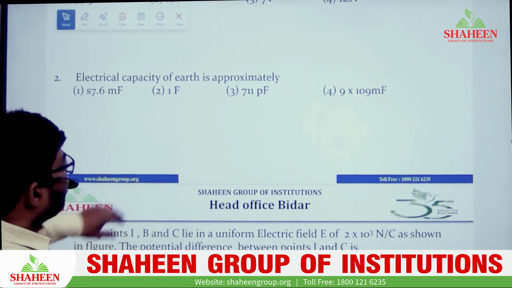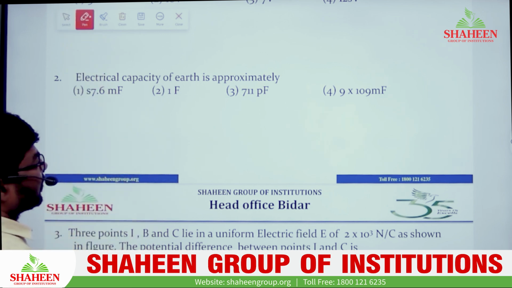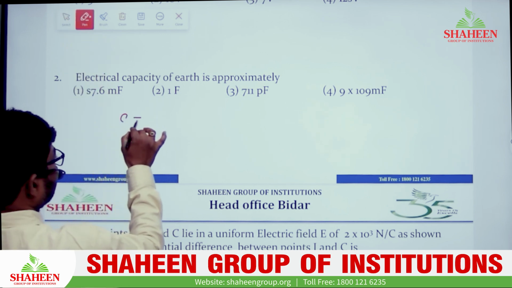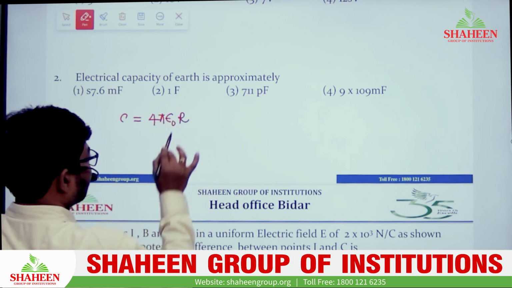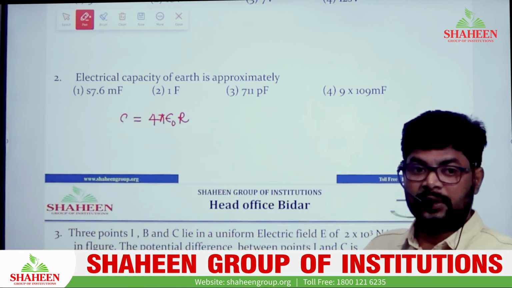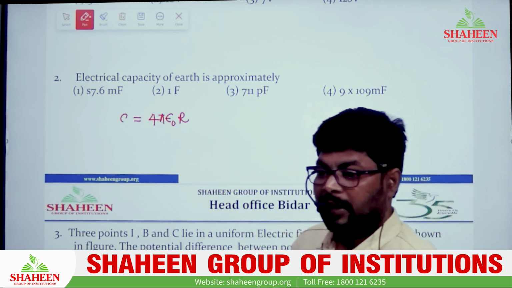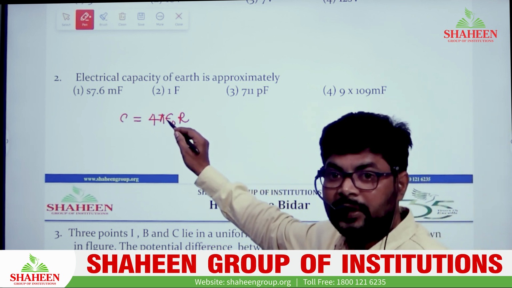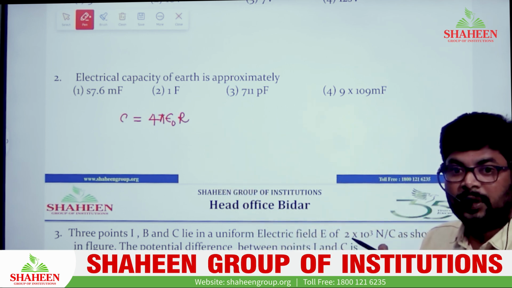So let us go for next one please. The capacity of the earth is approximately how much? What is the capacity of the earth approximately? Capacitance of a spherical conductor formula: 4 pi epsilon naught r. So earth is a spherical conductor. The capacitance of the spherical conductor formula is 4 pi epsilon naught times r.